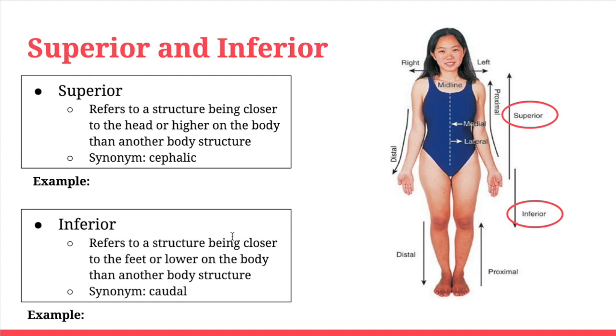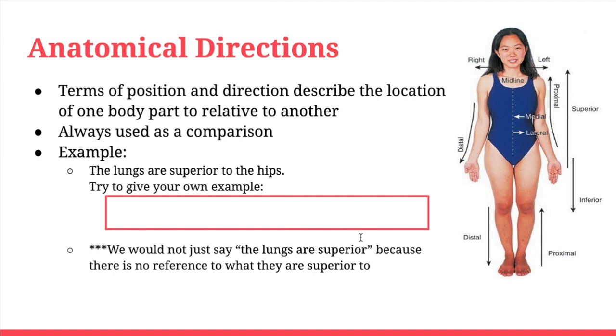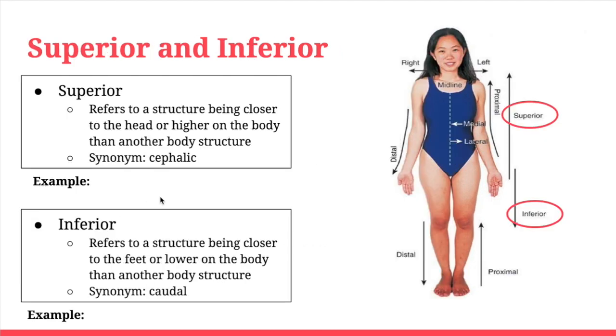I'm just going to go back for one second. On our previous slide, we had the lungs are superior to the hips. I do not want to see that same example here for superior, so I want you to try to come up with your own. And then because they're opposite, technically you could just flip-flop what you have. So if for my example on the last slide I had the lungs are superior to the hips, you could flip that around and say the hips are inferior to the lungs. I want you to have different examples here.